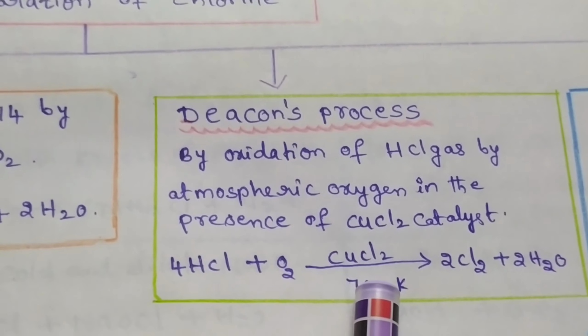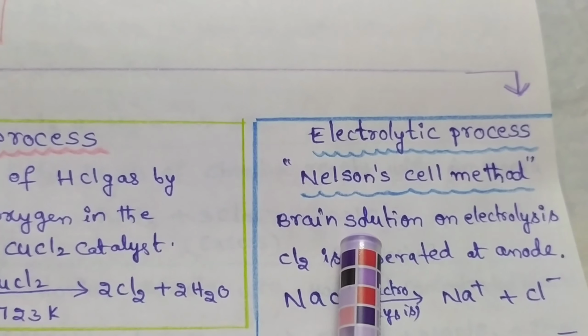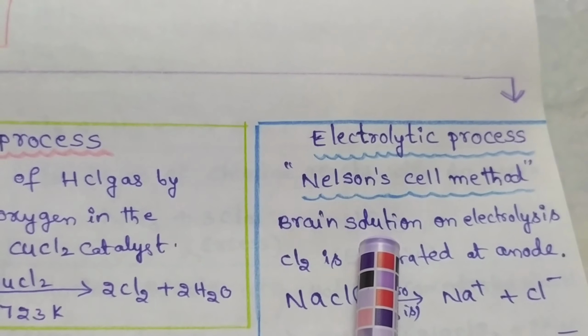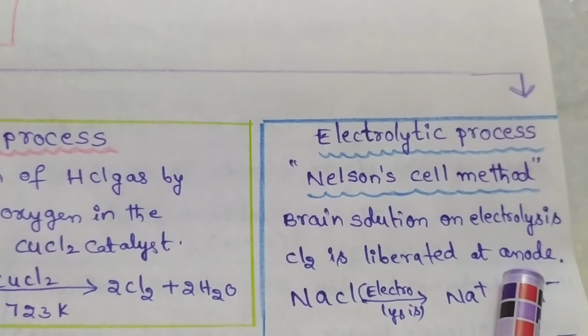The third method is the electrolytic process. This can also be named the Nelson's cell method. In the electrolytic process, we take brine solution. What is meant by brine solution? A 10% sodium chloride solution is called a brine solution. On electrolysis of this brine solution, chlorine gas is liberated at the anode.